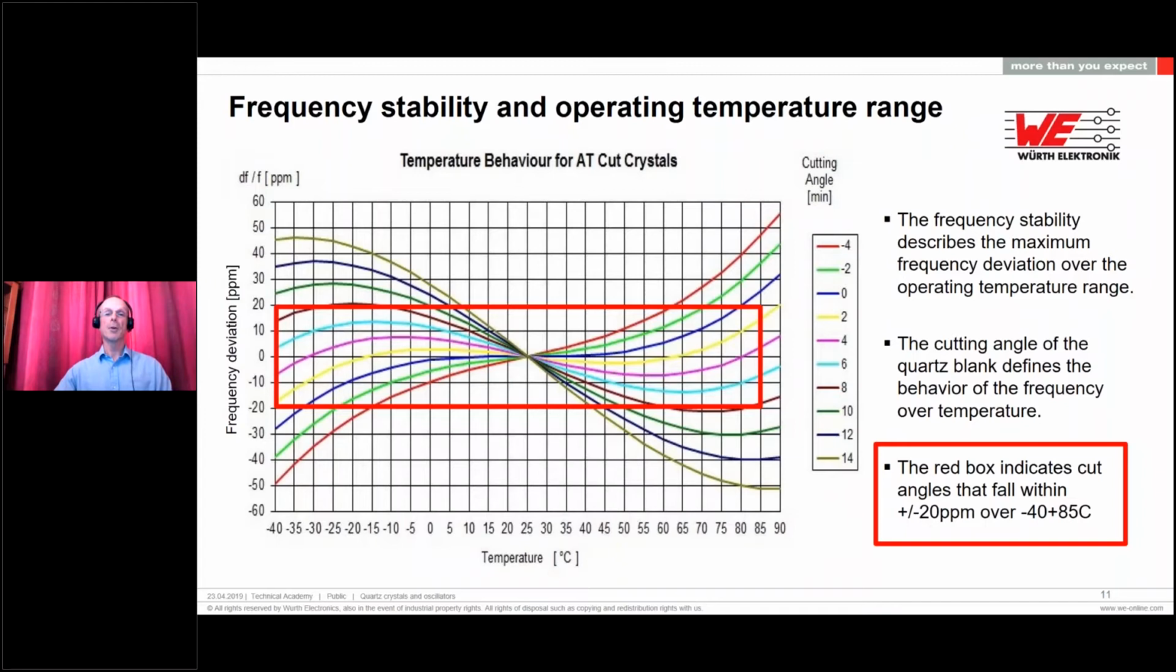So when you as the customer specify you need plus or minus 30 ppm at minus 40 to 85, then we as the manufacturer choose the most optimum cut angle to achieve that performance. The red box that's superimposed over the graph just gives you an indication of what cut angles can be considered if the spec required is plus or minus 20 ppm over minus 40 to 85. As you can see, some cuts fall outside that range and would not be suitable. And as the stability figure reduces, the number of cut angles that you can choose reduces accordingly.